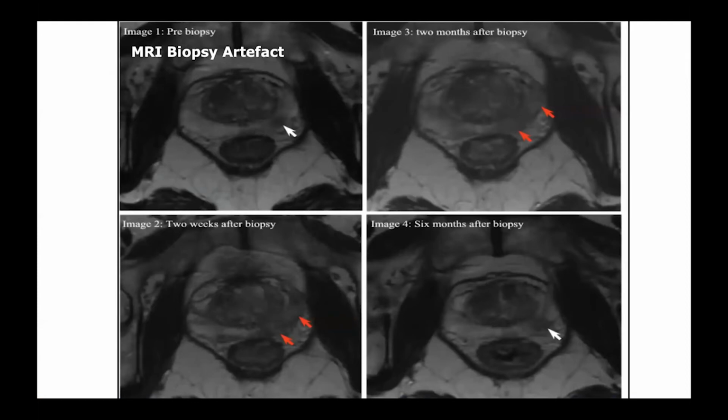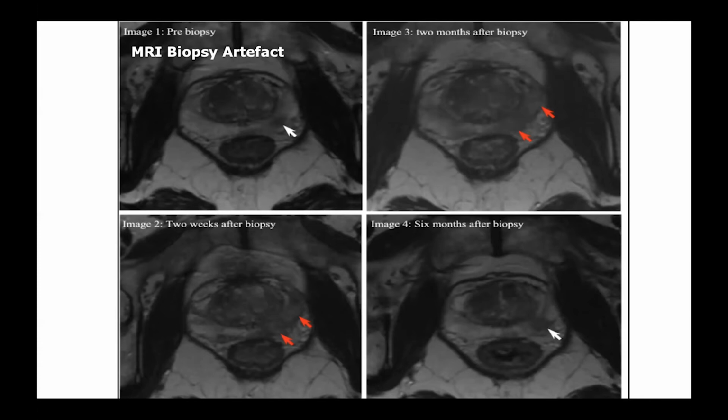And we used to use MRI after biopsy, but this picture shows you image 1 is pre-biopsy, and it shows a dark lesion where the arrow is pointing. That is the gentleman's tumor. And then if you image after biopsy, up to 2 weeks, up to 3 months, and even up to 6 months, you see biopsy artifacts. So inflammation and bleeding, hemosiderin deposition makes that entire area look abnormal, and you can't see the lesion.